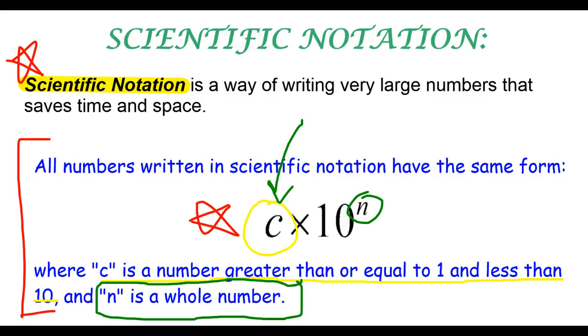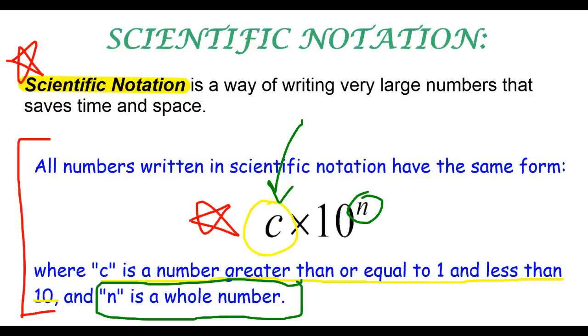Can't be a decimal, can't be a fraction, has to be a whole number. So scientific notation is made up of two pieces. One number C that's between 1 and 10, and an exponent for 10 that is a whole number. So we end up with something like 3.15 times 10 to the third.